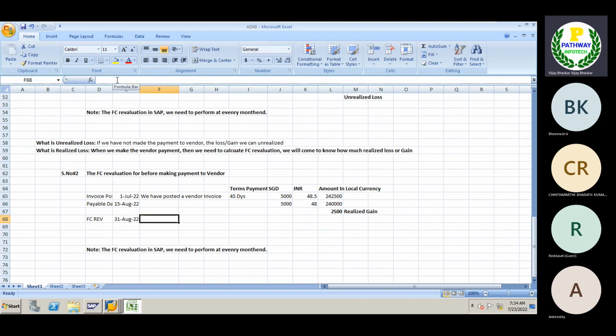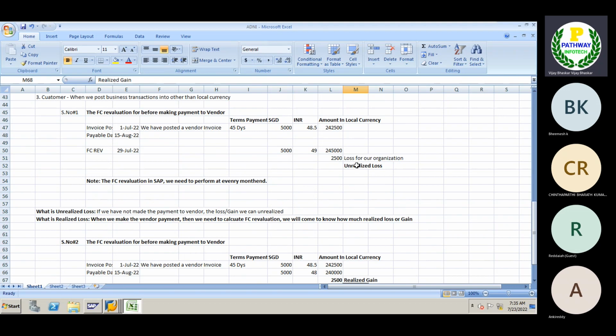on the 31st of August, when I post the foreign currency revaluation, my system is going to post 2500 rupees as a realized gain. This is the realized gain which I originally got.